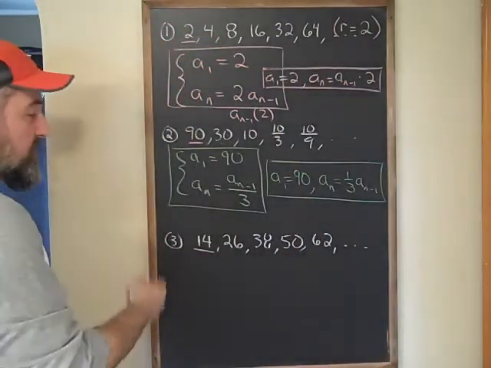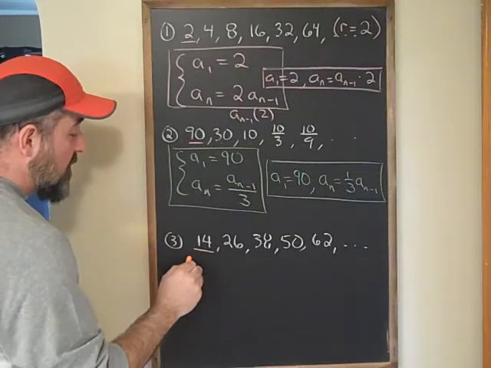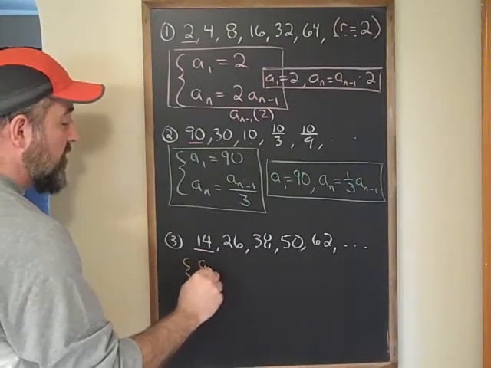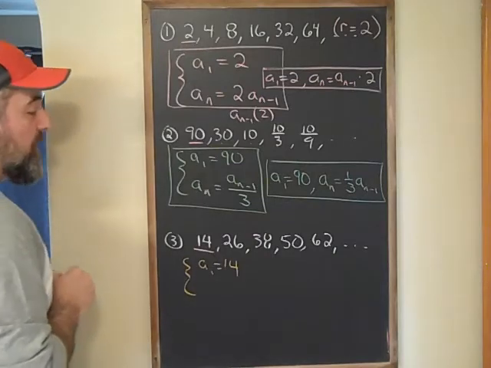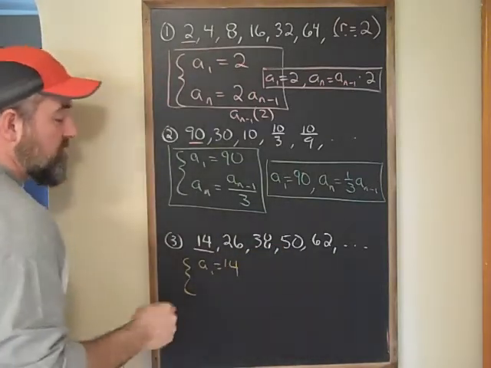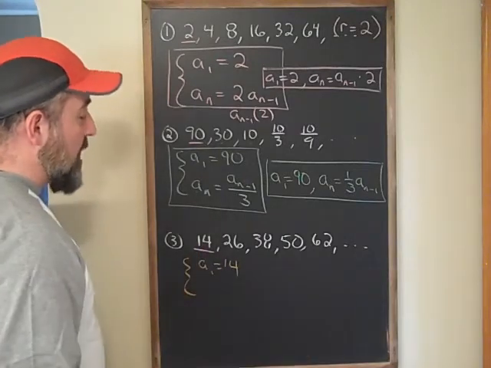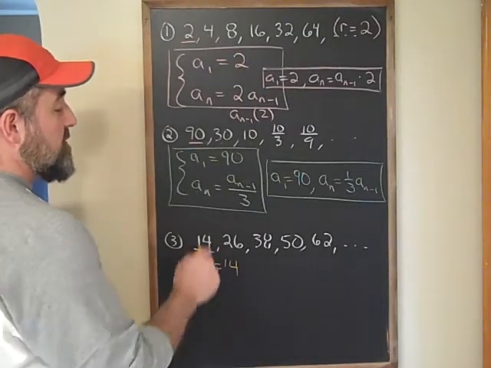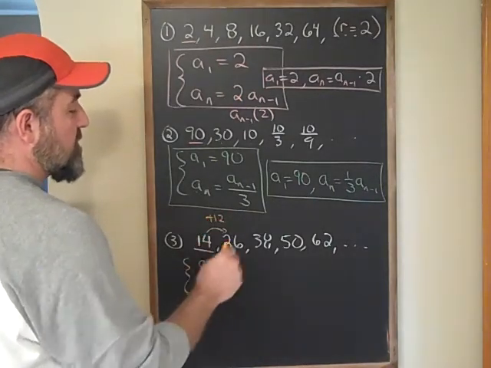Our last example that I'm going to go through in this video, we can start it off right now and say the first term is 14. Now how do we get from one to the next? Well, 14 times something to get 26? No thank you. I'm thinking it's probably addition. So I add 12. 14 plus 12 is 26.